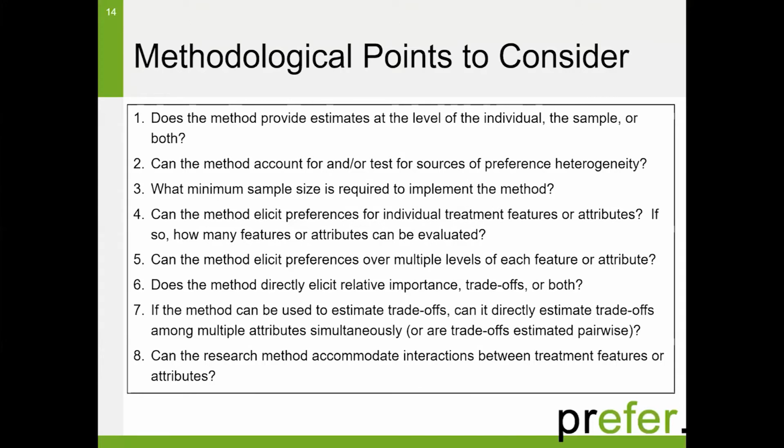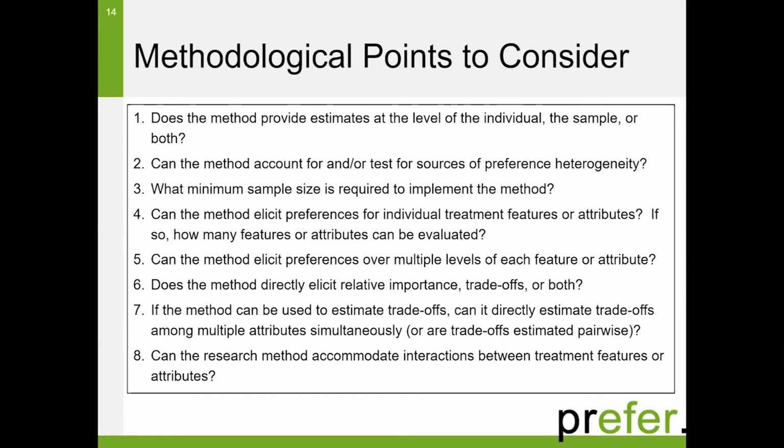Fifth, some methods focus on preferences for attributes or a single range for each attribute, while others focus on the preferences for changes in attributes across multiple levels. Sixth, some methods primarily estimate relative importance and trade-offs can be inferred based on relative importance. And some methods do this the other way around. They first estimate the trade-offs among attributes and then use that information to calculate the relative importance of the attributes.